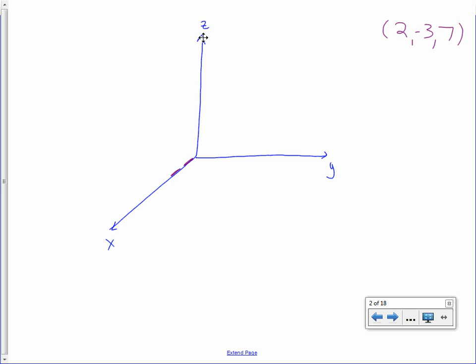Now I need to go 3 units, but it has to be negative in the y direction. So what does a -3 indicate? Go in the opposite direction of the positive y-axis. So I'm going to go 3 dashes: 1, 2, 3 in the y direction. And now to finish off, I need to go in the z direction, 7 dashes. 1, 2, 3, 4, 5.